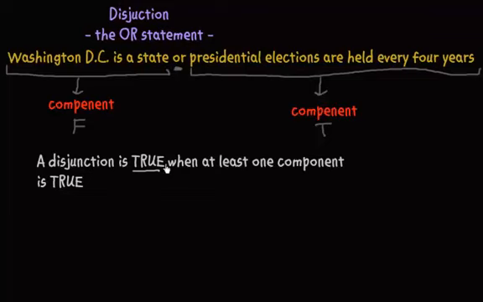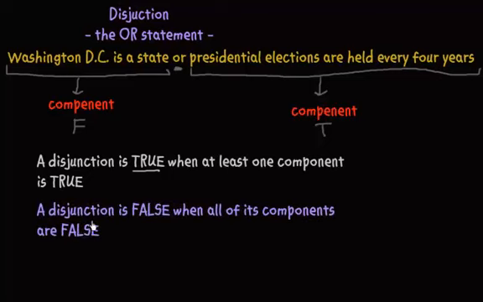So if a disjunction is true when at least one component is true, what do the components have to be in order for the OR statement to be false? A disjunction is false when all of its components are false. Sort of similar to an AND statement, where an AND statement is true when everything has to be true. A disjunction, or an OR statement, is false when all of its components are false. So again, the above statement up here is true.